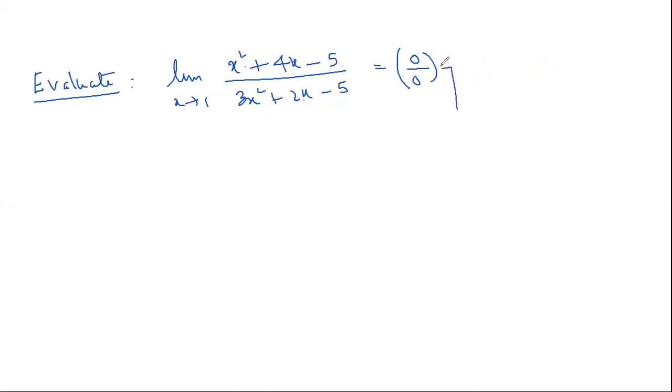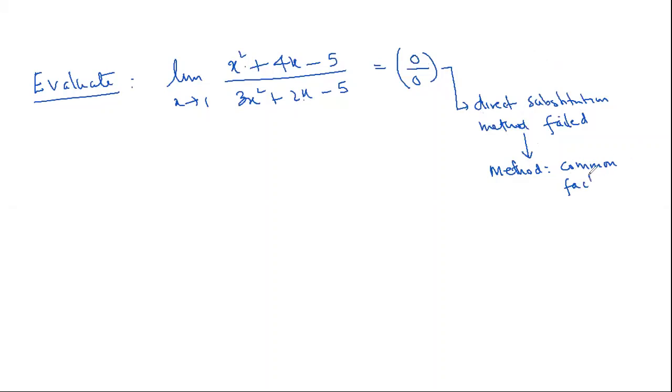What will you say? Direct substitution method failed. You should not say that there is no limit or the answer is 0 by 0. You should say the direct substitution method failed. Then what is the method? Then the method is the common factor method. What do you call it? Common factor method.